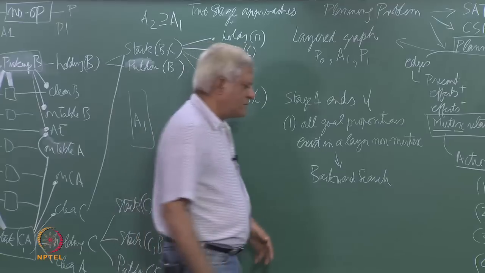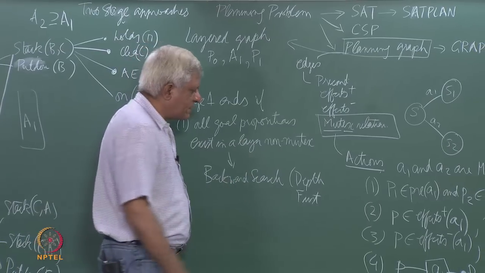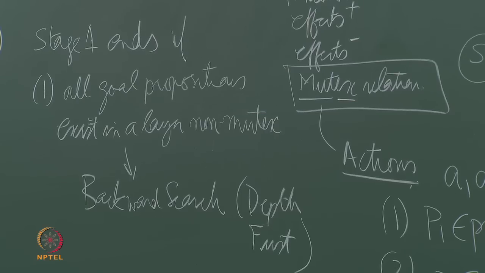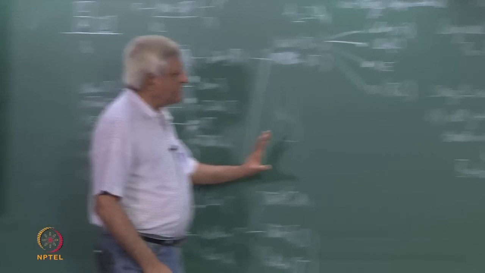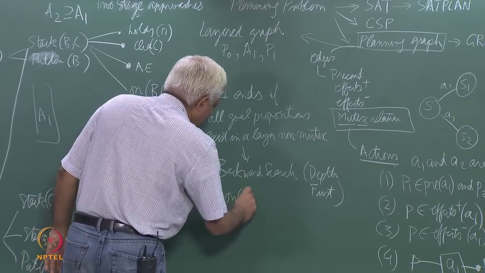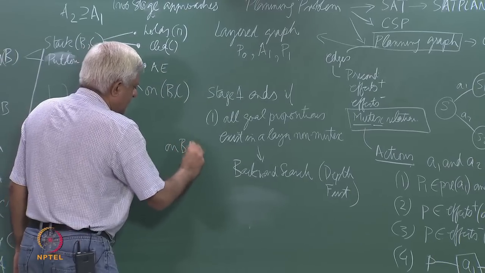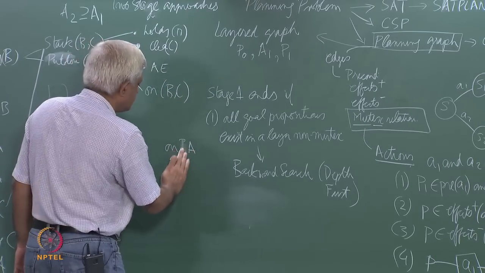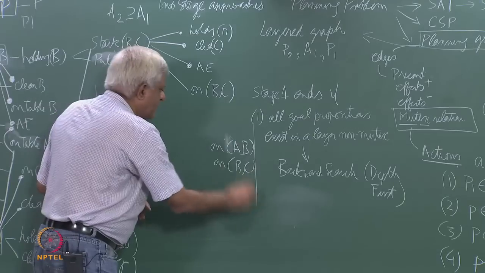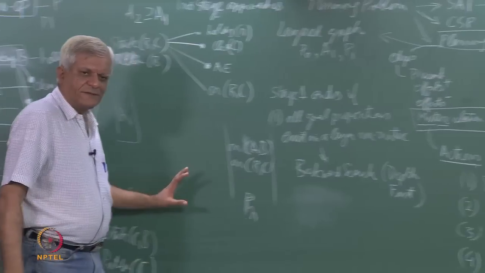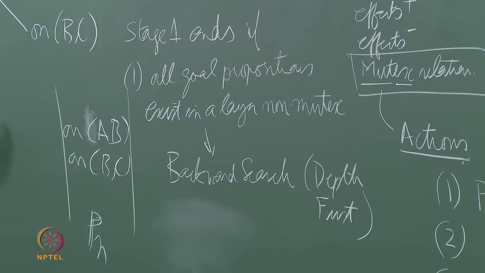So, typically you could do something like depth first here. Remember that the problem is still intrinsically hard, but you could use other methods. For example, people have tried constraint satisfaction methods and so on. What are we looking for? Let me write those things here: on AB and on BC. I am looking for these propositions. So, if they occur in some layer, let us say P n, and they are not mutex, then I start a backward search phase and ask, can I find all the sub goals of this in the previous layer in a non mutex fashion.